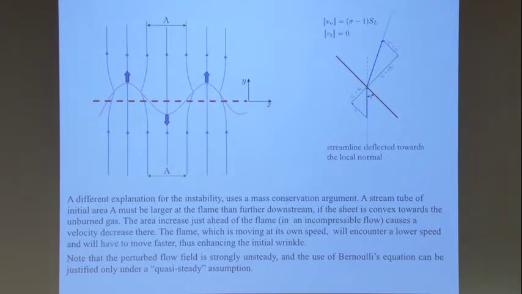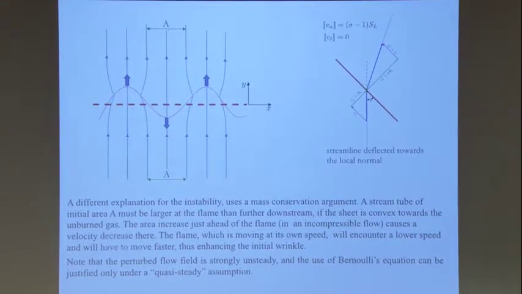So this is another way of explaining the instability. You focus on a certain stream tube. Since far upstream and far downstream, the area should be the same. And since there's an expansion here in the tube, the velocity have to be slower by Bernoulli's law. And since it is slower, and since the flame propagates at its own speed, it's going to propagate faster.